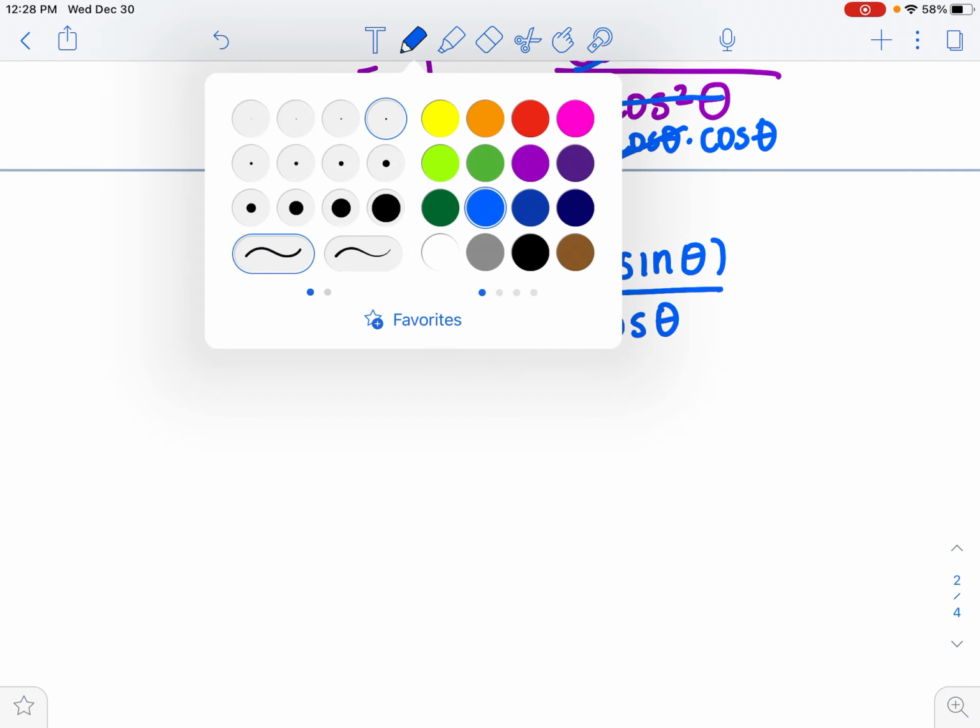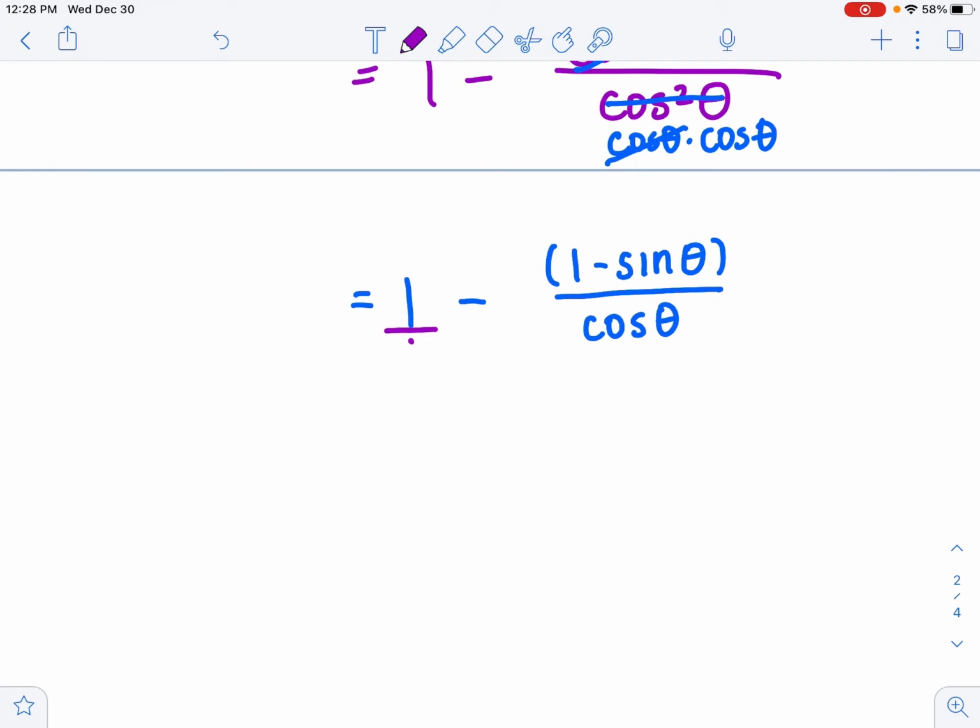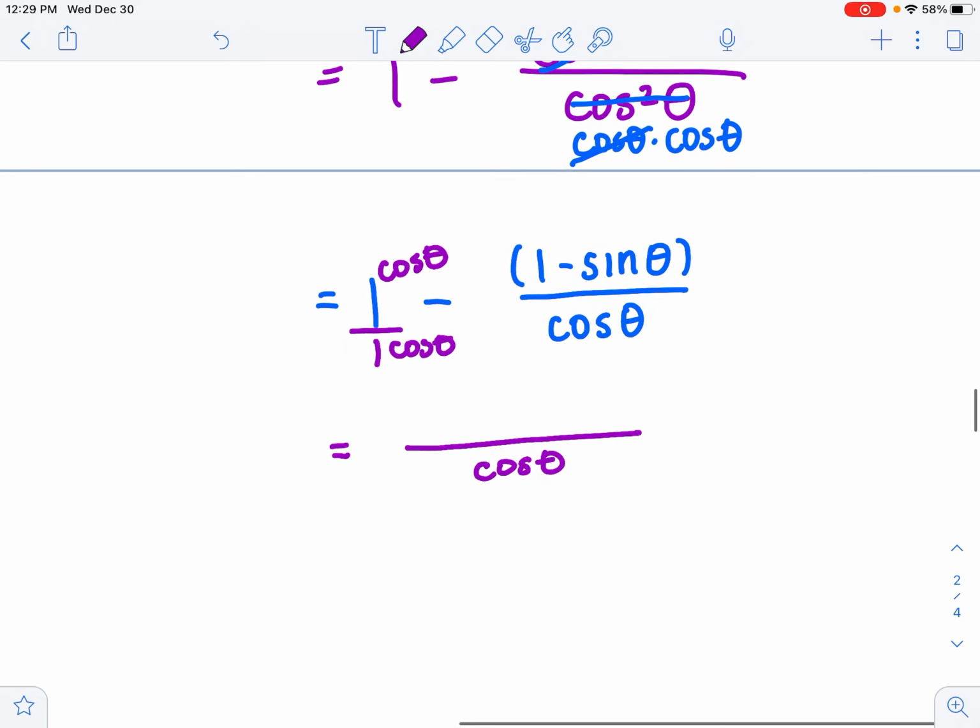Now I have two things, one of which is a fraction, one of which is not. So I need to make the other one a fraction and then get a common denominator, which is cosine of theta. So I'm going to multiply this by cosine of theta, multiply this by cosine of theta. So my new denominator is cosine of theta. My new numerator, 1 times cosine of theta is cosine of theta. And then I have to distribute this negative. So this is minus 1 plus sine of theta.